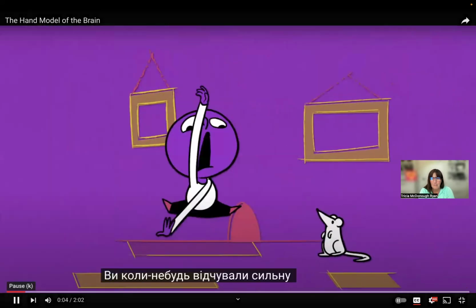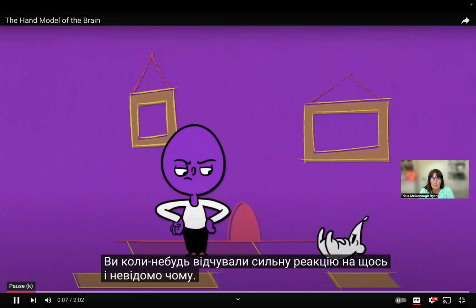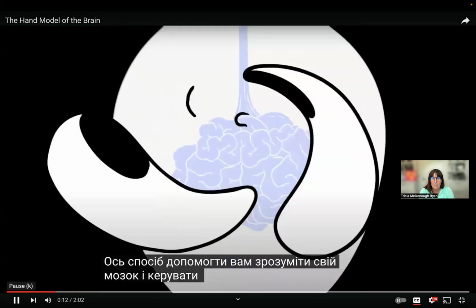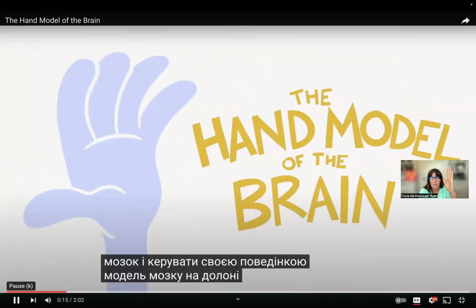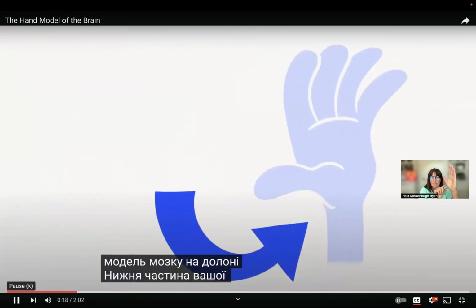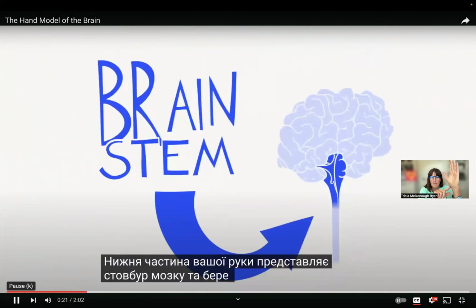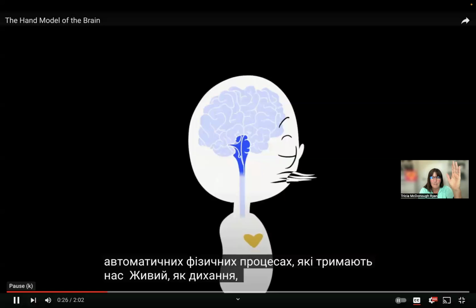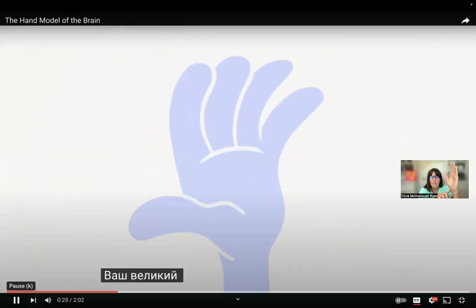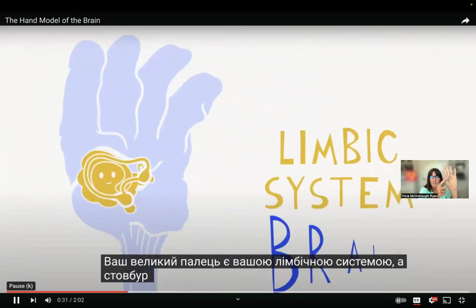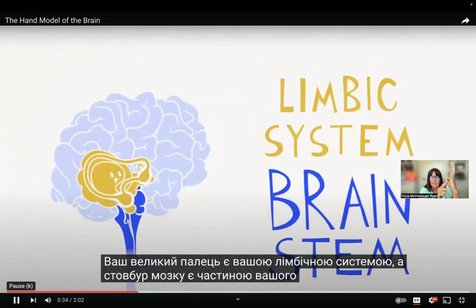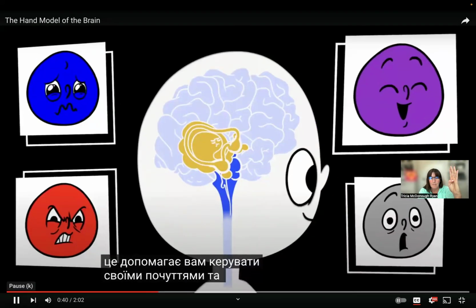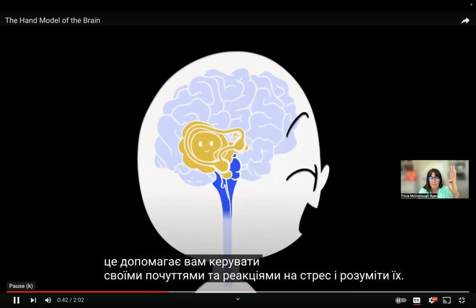Ever felt a big reaction to something and not known why? Here's a way to help you understand your brain and manage your behaviour. The hand model of the brain. The bottom of your hand represents the brainstem and is involved with the automatic physical processes that keep us alive, like breathing and our heart rate. Your thumb is your limbic system, and with your brainstem forms part of your emotional brain. This helps you to manage and understand your feelings and stress responses.